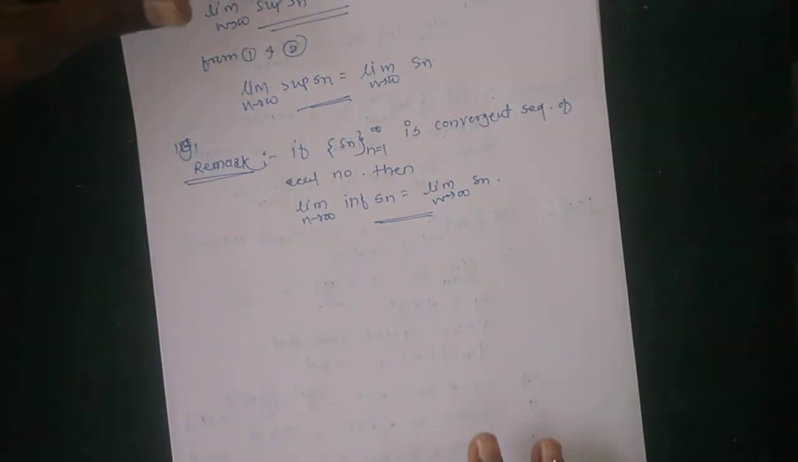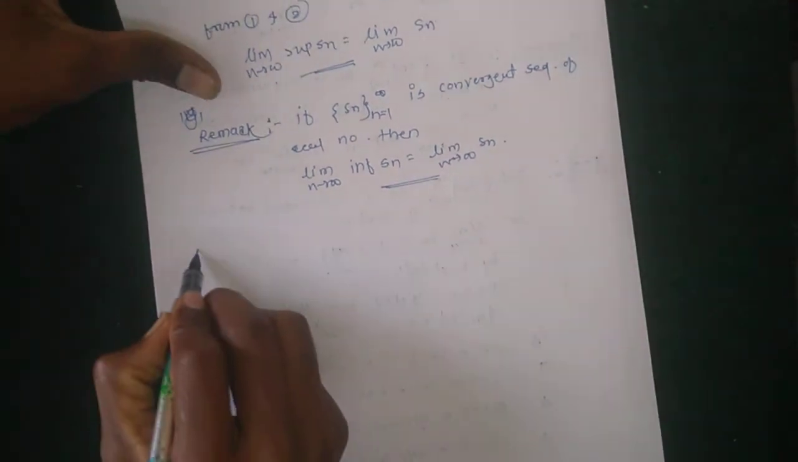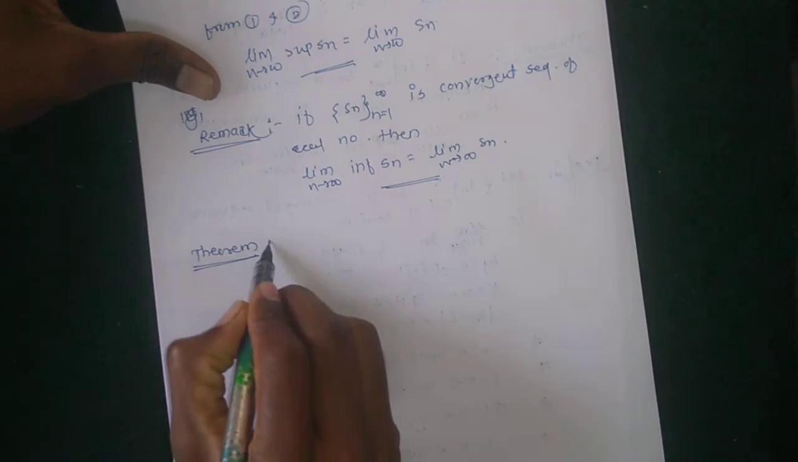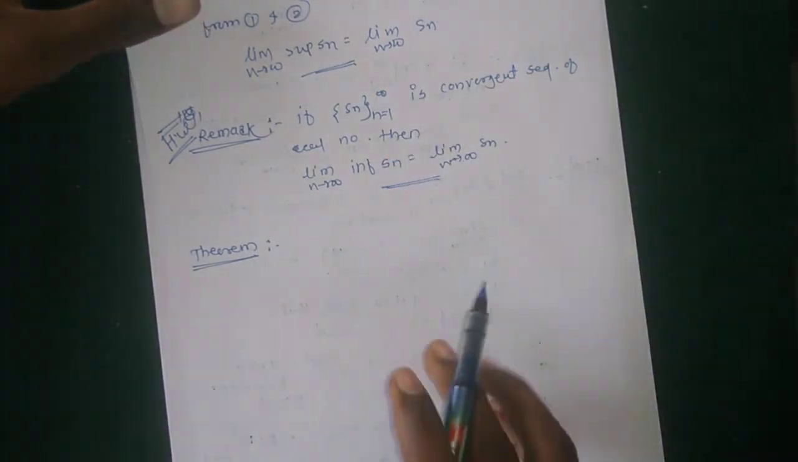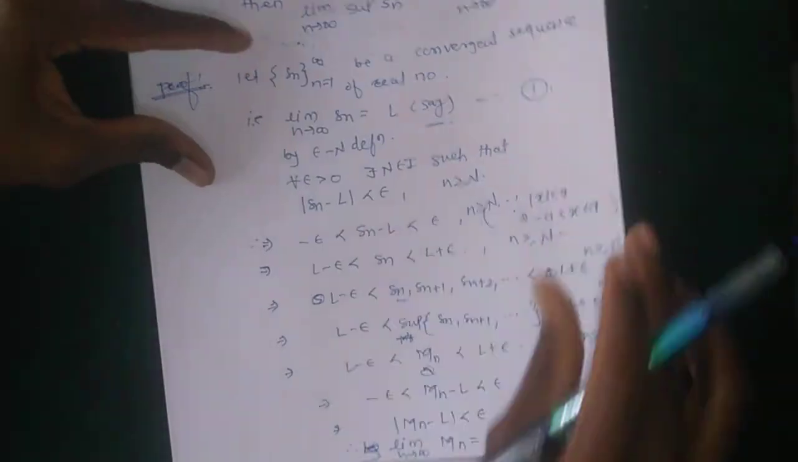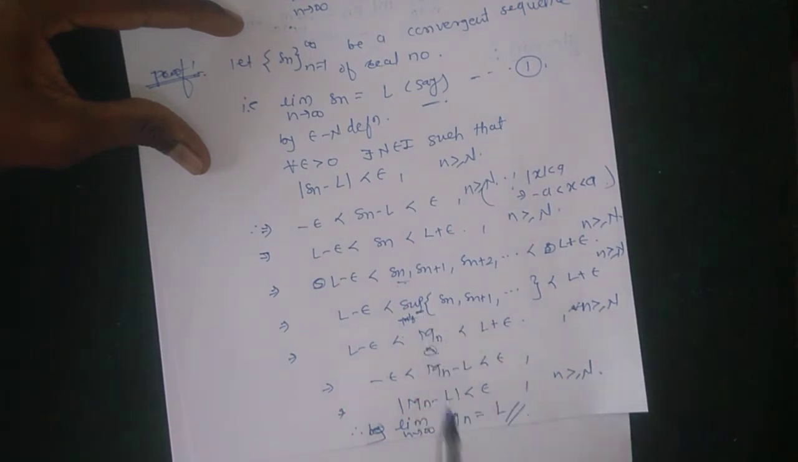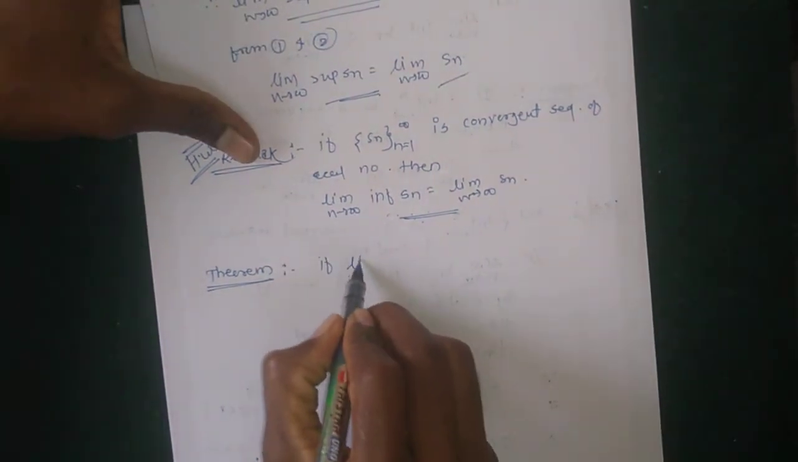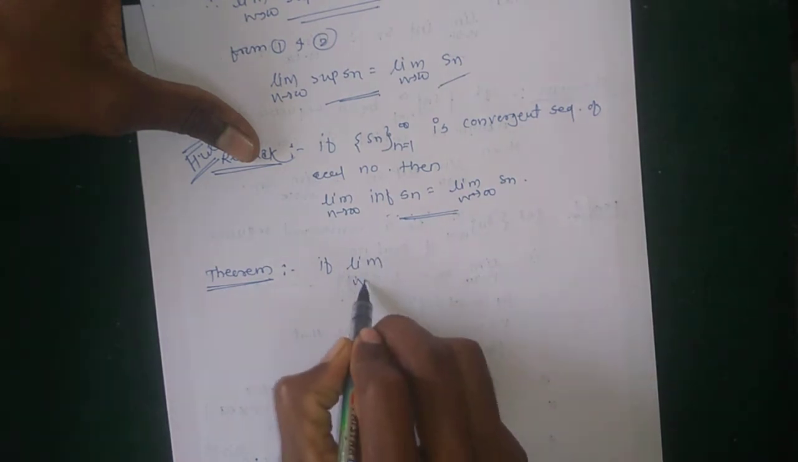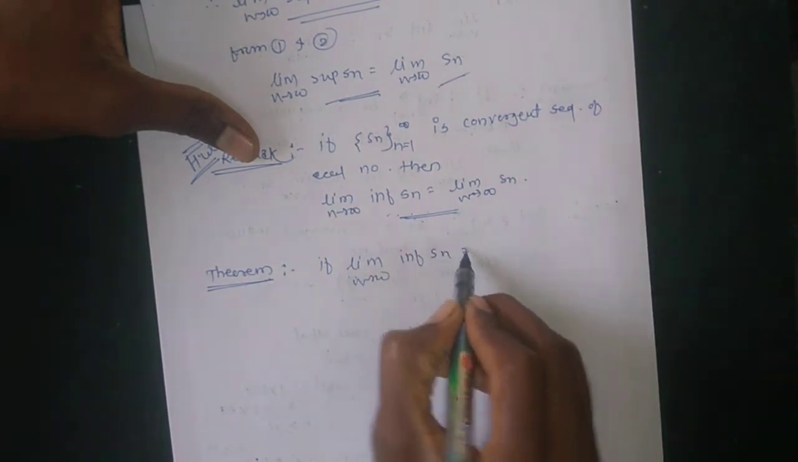Then the next theorem. The proof is similar to the above theorem, only replacing supremum by infimum, and capital M by small m, and writing the rest as it is for the proof of this remark.